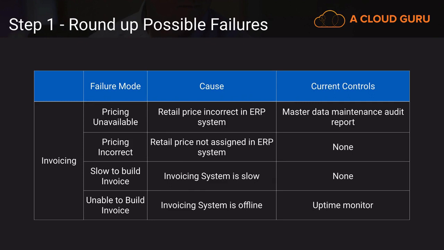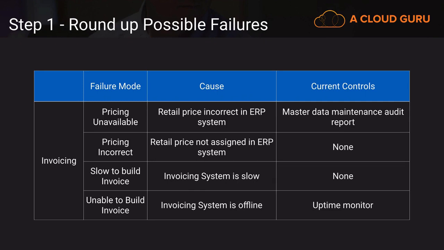So step one is first look at all your processes, your critical processes. And generally speaking, companies do this in a top-down approach. We'll start with invoicing here, for example, and then we'll go in and decide what are all the different things that could happen in that invoicing process to create problems for us. So here we've said that one of the failure modes is pricing is unavailable, or pricing is incorrect, or our systems are slow to build the invoice, or we can't build an invoice.